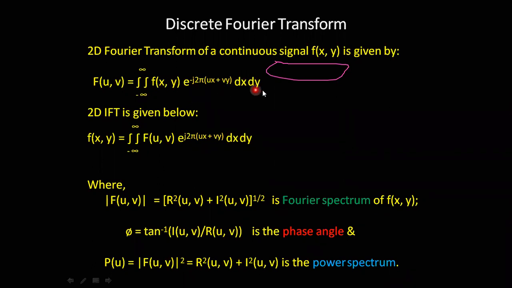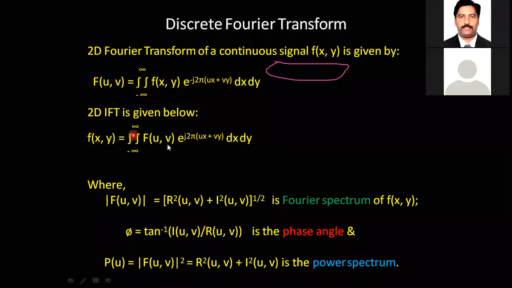So sometimes we integrate with respect to x, and another time with respect to y. This is the two-dimensional image Fourier transform. So what is its inverse Fourier transform? The inverse is f of x comma y equal to the integral from minus to plus infinity of F of u comma v, with e power, instead of minus, plus j 2 pi (ux plus vy) du dv.